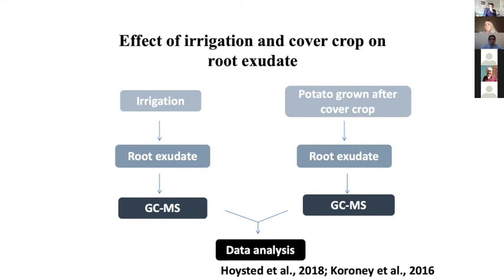Our aim in the current study is to isolate the root exudate from the potato plants, which are subjected to different conditions like irrigation or those grown after the cover crop, and to identify the key markers in the root exudate, which can be utilized as a tool to fight off the blackleg disease. My broad expertise in molecular biology will help me in characterizing the markers of the root exudate to fight off the blackleg disease. Yeah, thank you.